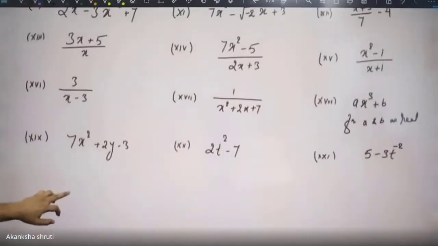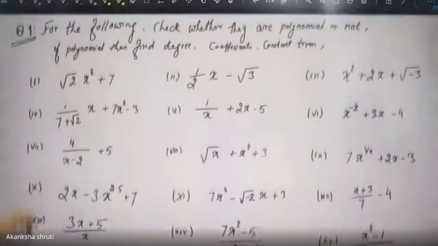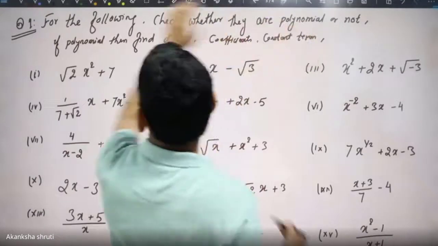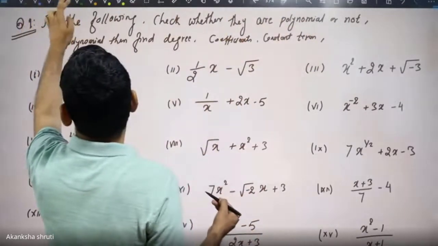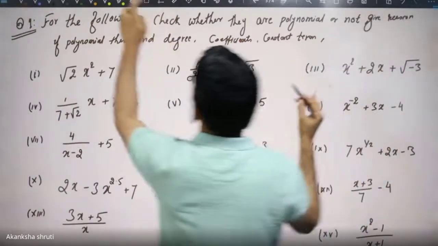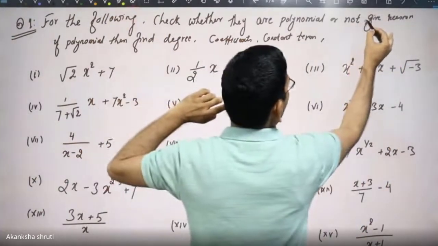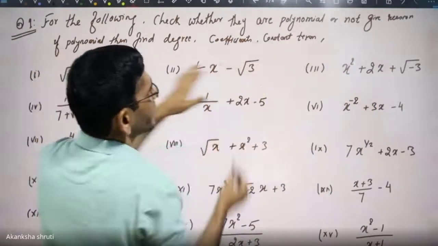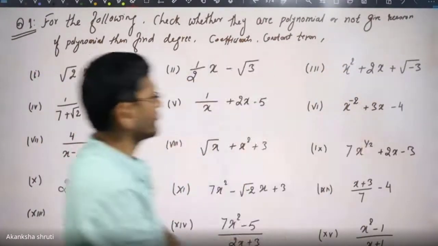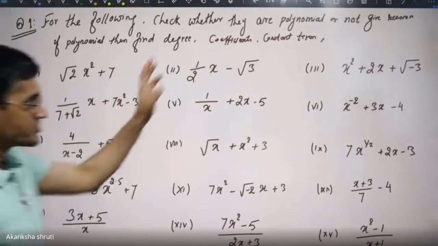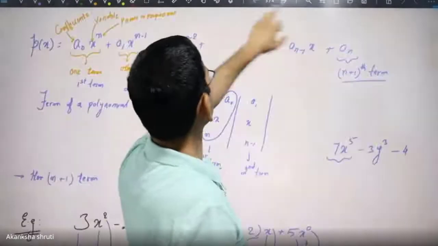Now, in all these cases, we have to first determine whether they are polynomial or not. You also have to give the reason. If it is a polynomial, then how? Then you have to give these things. If not, then why it is not a polynomial. Okay, student? Very simple.